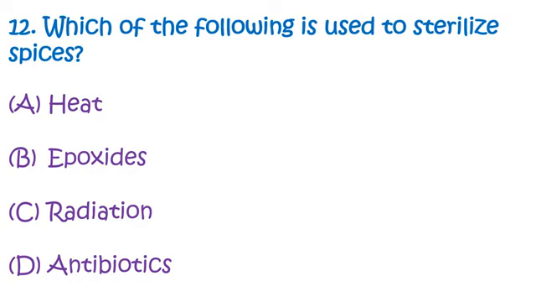Question number 12. Which of the following is used to sterilize the spices? Options are option A, heat, option B, epoxide, option C, radiation, option D, antibiotics. And the correct answer is option B, epoxides.